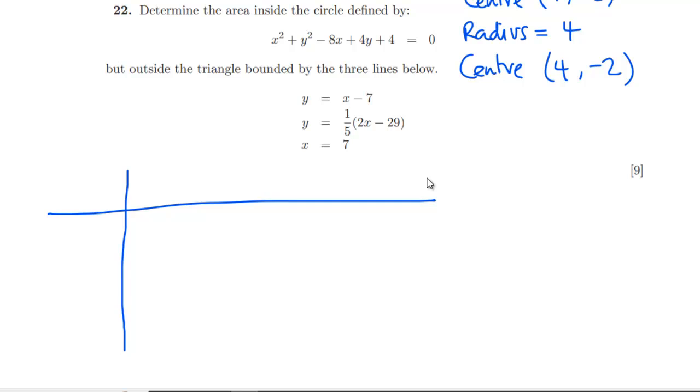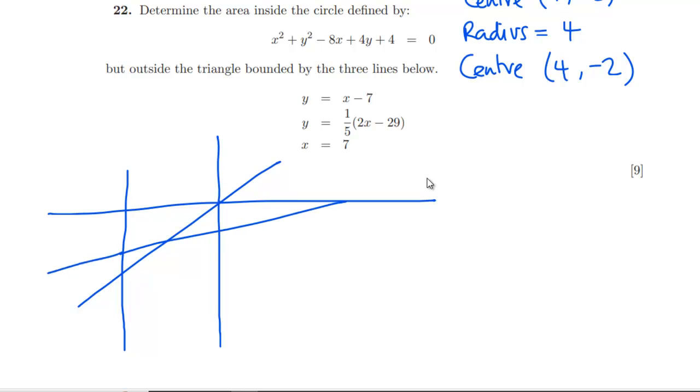So we've got x equals 7. Well, I'll put that in at the end then. So we've got y is x minus 7, looking something like that. Then we've got x is 7, which of course is going to be looking like that. And then we've got this, y is a fifth of 2x minus 29. So that's going through 5 and 4 fifths, minus 5 and 4 fifths. So around about here, say, at a pretty flat gradient. So something like that. So this is our triangle here.